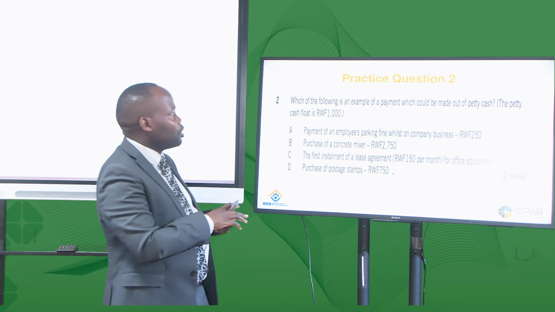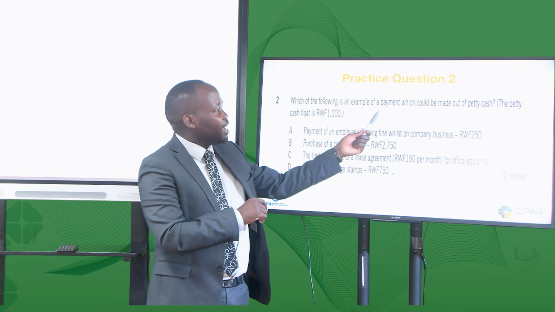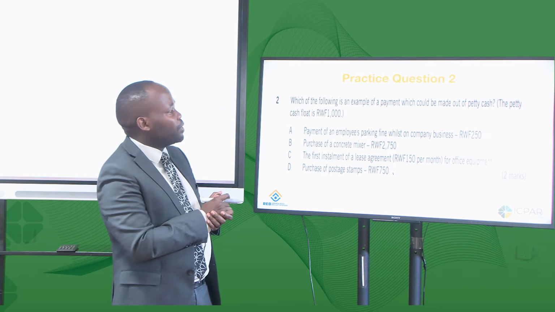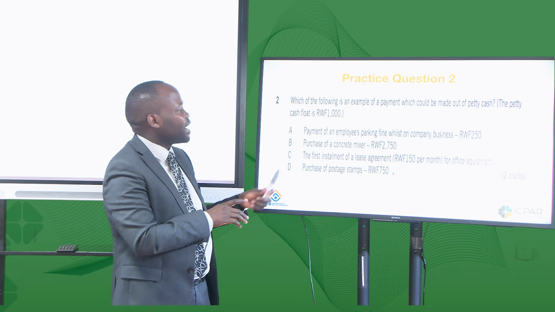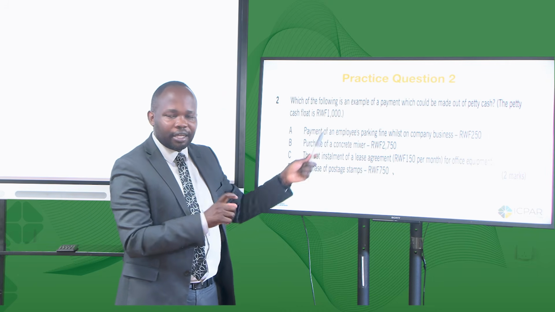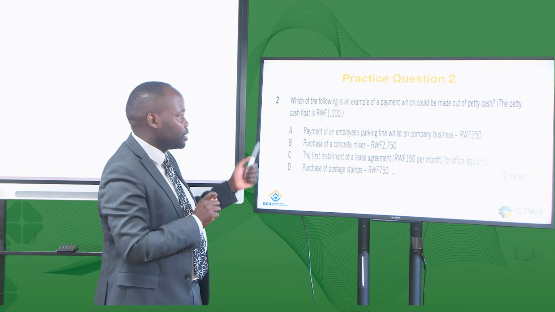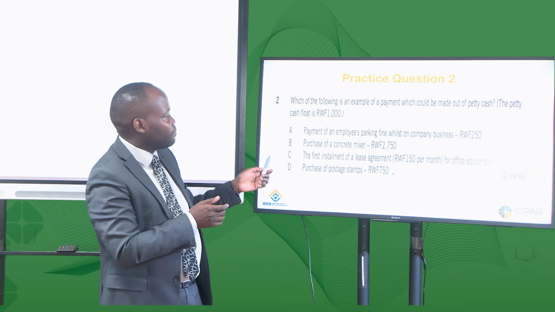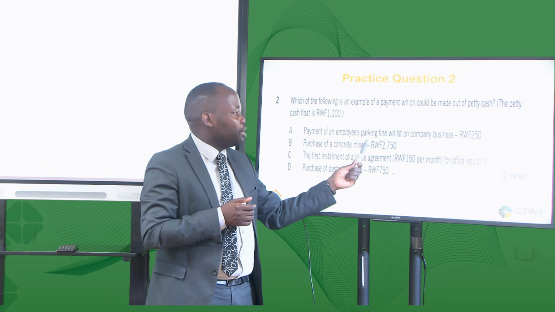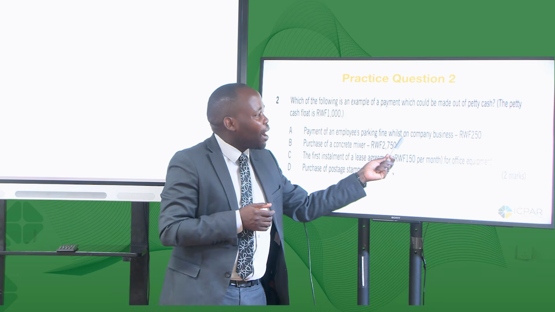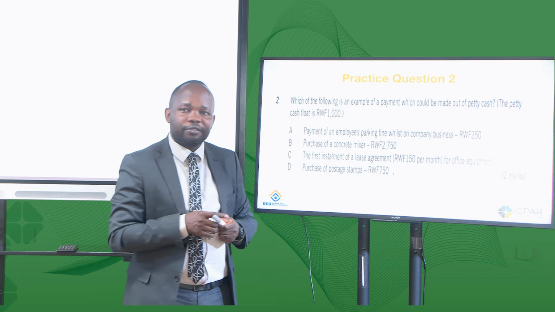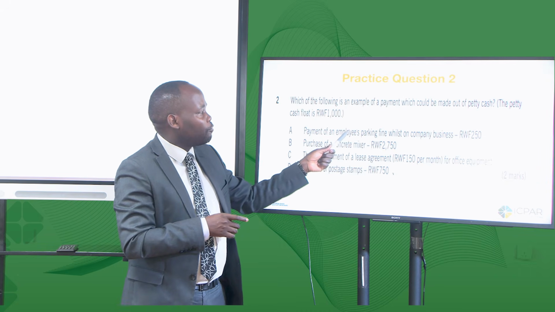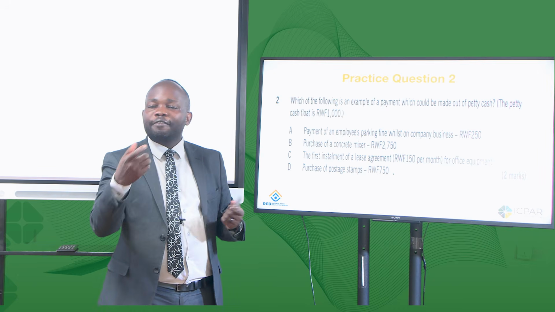Again, I'm repeating it. Which one of the following is an example of a payment which should be made out of the petty cash? If the petty cash float is 1,000, which one of the following can be made through the petty cash? A, payment of an employee's parking fine while on company business of 250. This is not true.